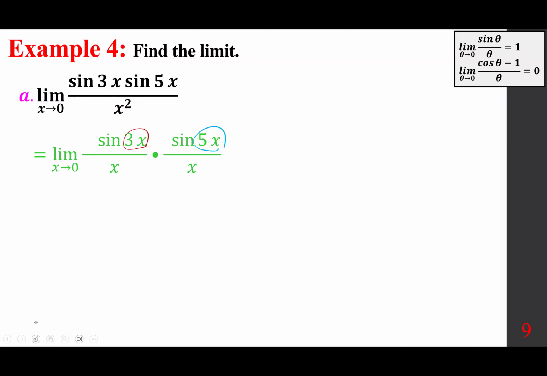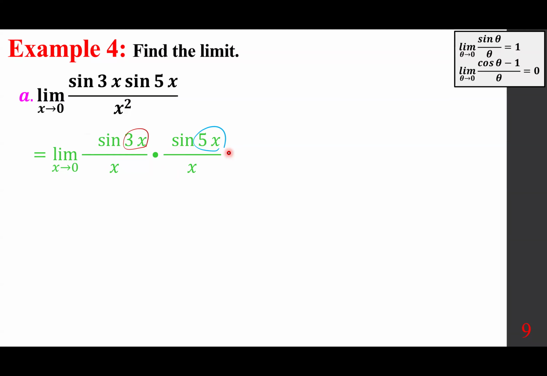This argument can't change either. So if I want all of them to be identical, I've got to change this to 3. So how do I change to 3? Well, I can put a 3 here and 3 up here. If this is 5x, I can't change it. What can I do? I can put a 5 down and 5 up.